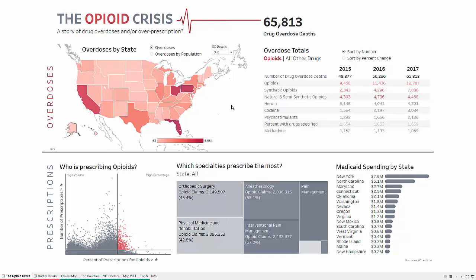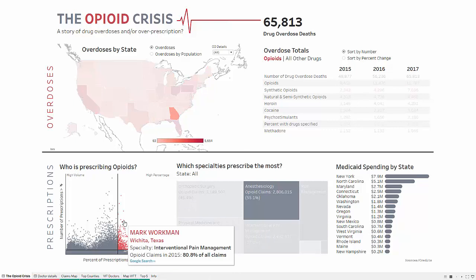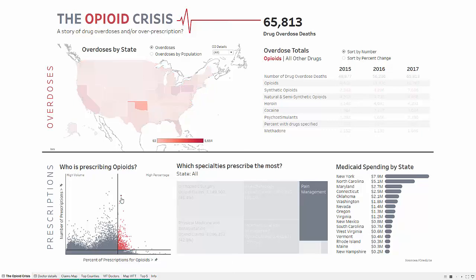But let's start off with an overview of the dashboard. We have a map of overdose rates in the top left and then a table showing the lookup details. On the bottom, we have the prescription data. We've got Medicaid spending by state, a tree map breaking it down by specialty, and then a scatter plot showing every single doctor in the US who is prescribing opioids. The red ones are very high proportion prescribers. And there are some outliers.